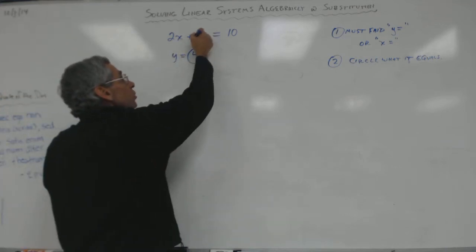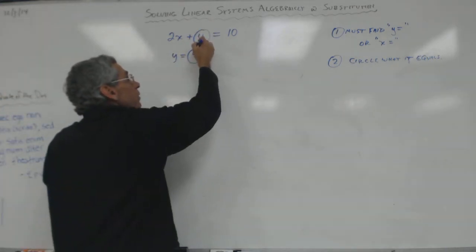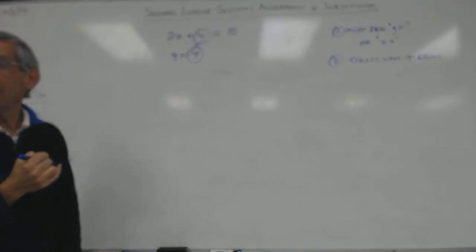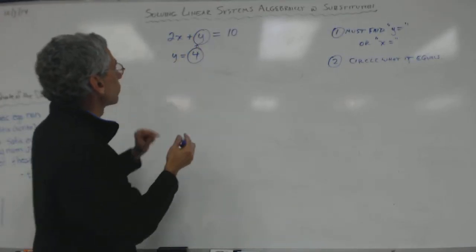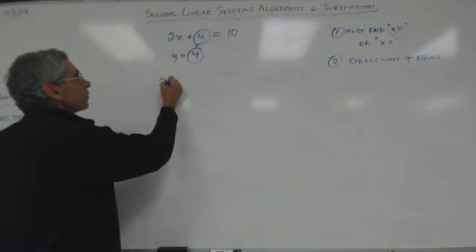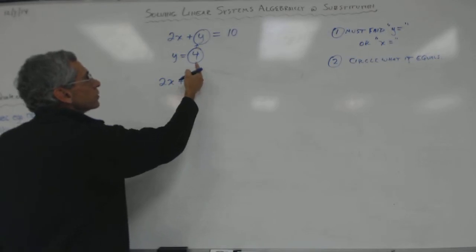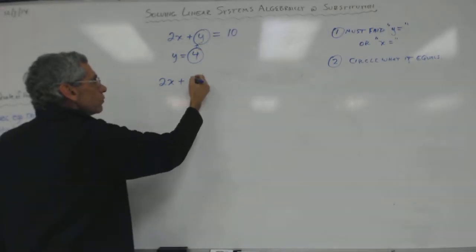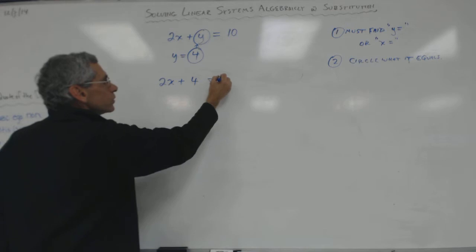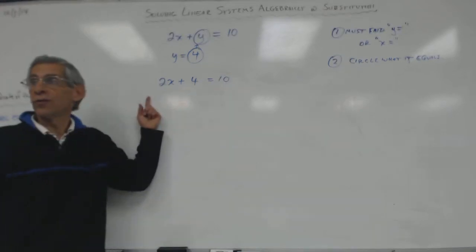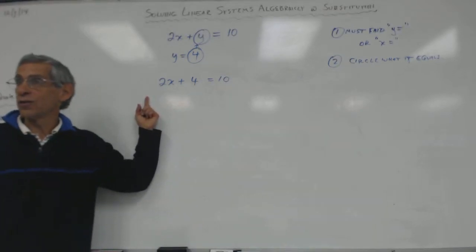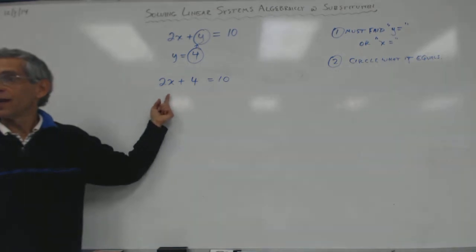So I'm going to circle this y, and I'm going to put a little arrow here, and it reminds me I'm going to substitute that 4 into the y. So now I'm going to write it with the substitution. 2x plus, instead of y, I'm going to write 4 equals 10. How many variables do I have now? 1. How many equations do I have now? 1. Can I solve it? Yes. Absolutely.